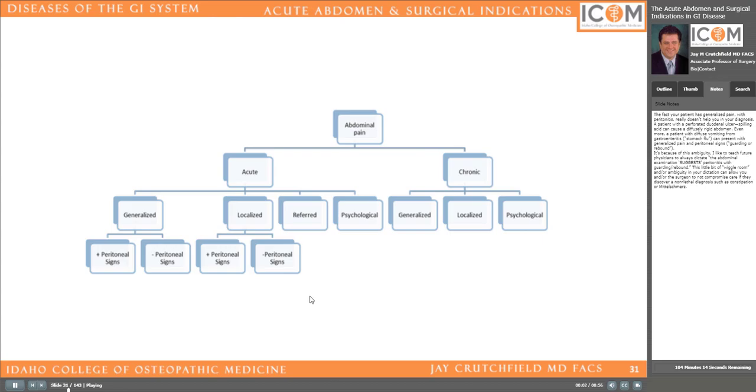The fact your patient has generalized pain with peritonitis really doesn't help you in your diagnosis. A patient with a perforated duodenal ulcer spilling acid can have a diffusely rigid abdomen. Even more, a patient with diffuse vomiting from gastroenteritis, i.e. the stomach flu, can present with generalized pain and peritoneal signs, guarding or rebound.